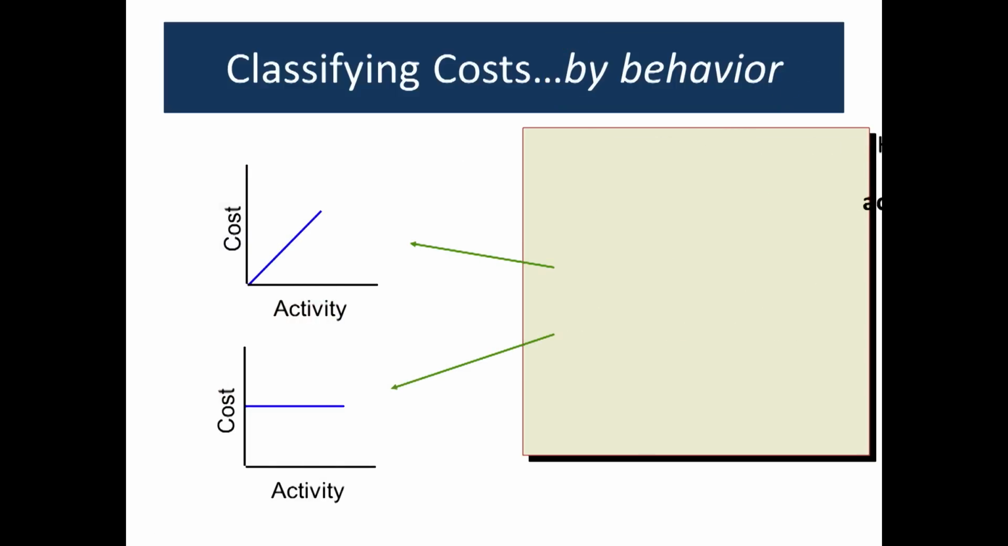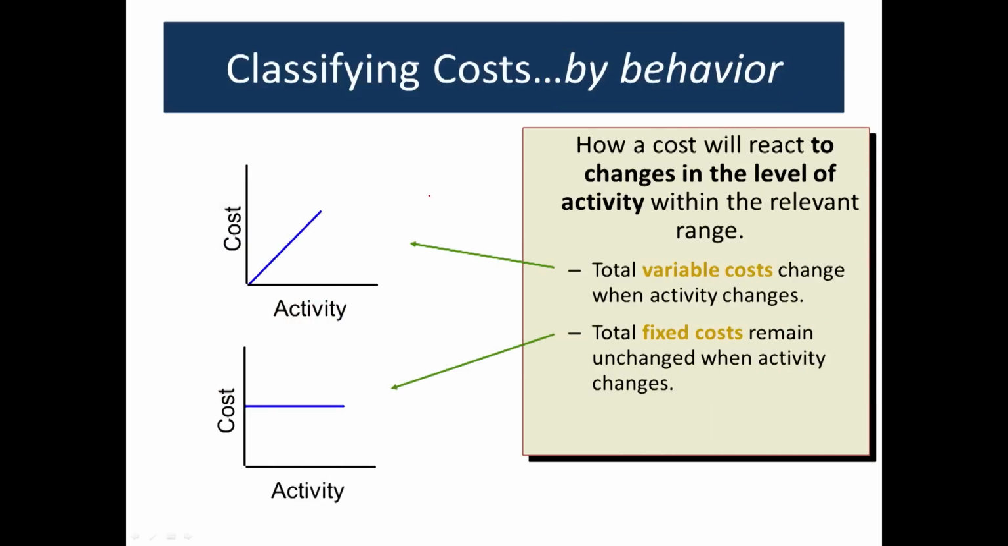If you wanted to look at it as a graph, variable costs look like this. As activity increases, our costs change and increase. Whereas with fixed costs, as activity changes, they stay the same, regardless of that level of activity. You with me? Let me give you an example.